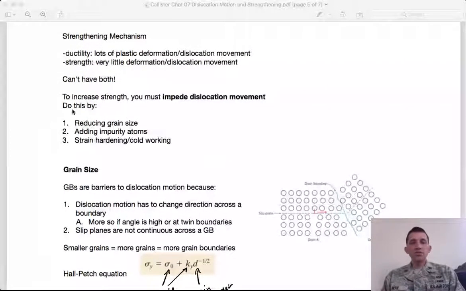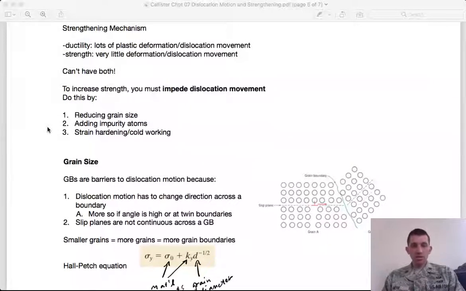And to increase strength, what you want to do is impede the dislocation motion, right? Because that is what leads to yielding. What I want to do is prevent yielding for as long as possible, to force the system to have very large stresses before it can overcome the resistance to that dislocation motion.